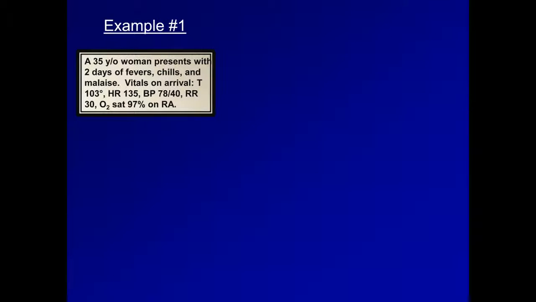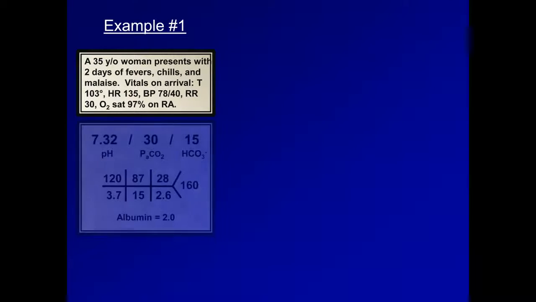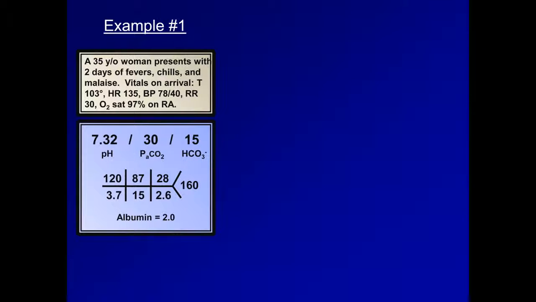A 35-year-old woman presents with 2 days of fevers, chills, and malaise. Her vitals revealed a temperature of 103 degrees Fahrenheit, heart rate of 135, blood pressure of 78/40, respiratory rate of 30, and oxygen saturation of 97% on room air. Her ABG, basic metabolic panel, and albumin are as follows.